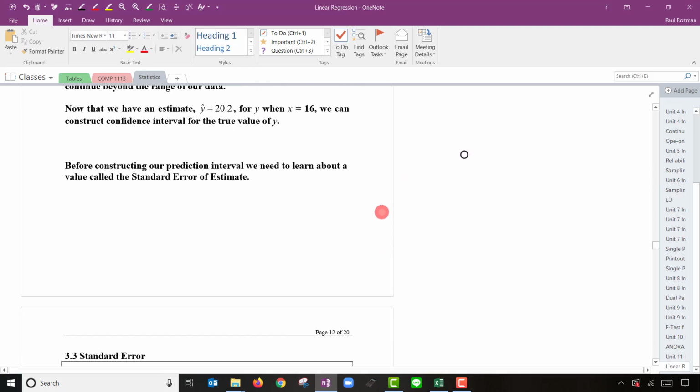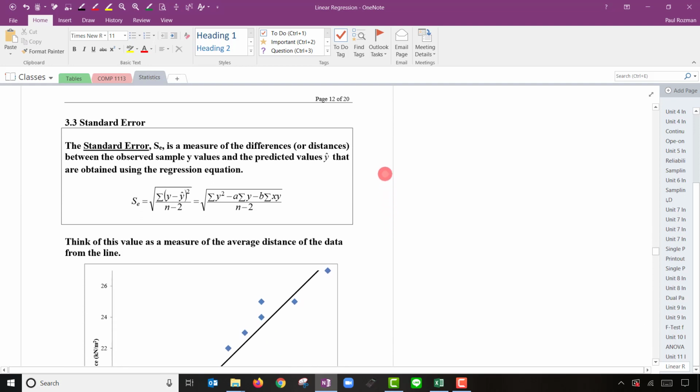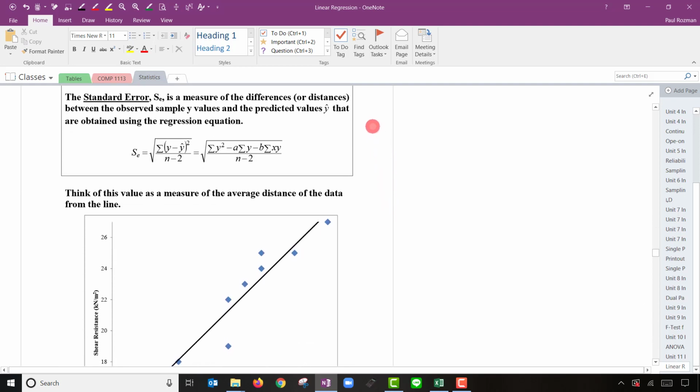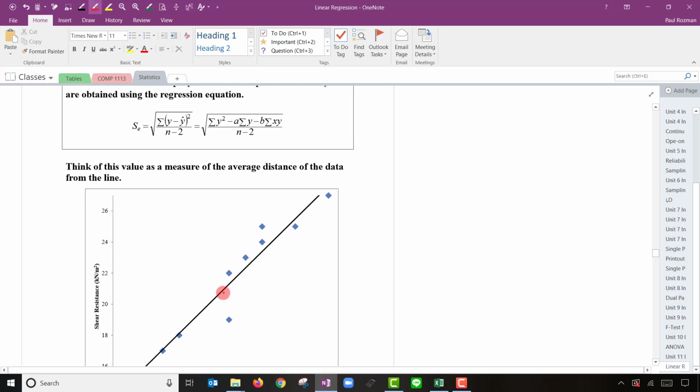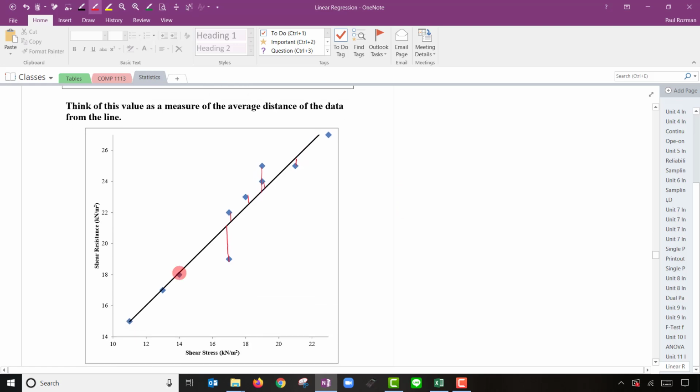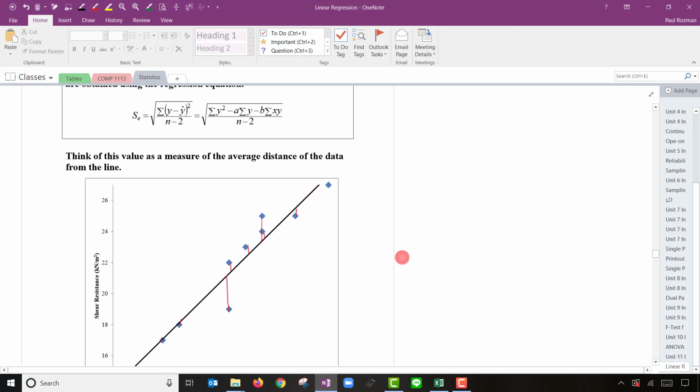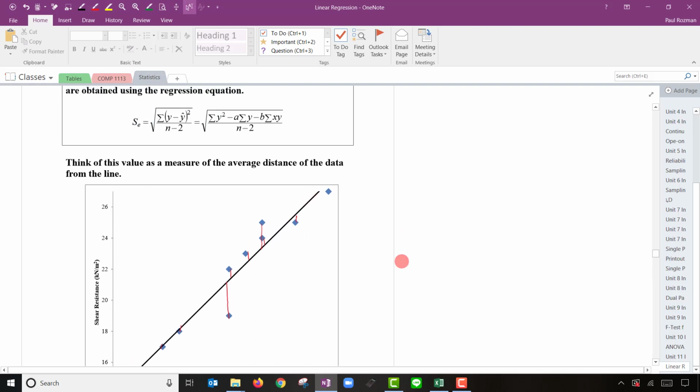We need something called the standard error of estimate. And we did kind of allude to this already. The standard error, I sketched it out. I couldn't wait to show this to you. The standard error is basically, we're trying to gauge how far the points are away from the line. In this one, you can see the points are quite close to the line. We're trying to find the average distance of these points away from the line. And that's what standard error is.